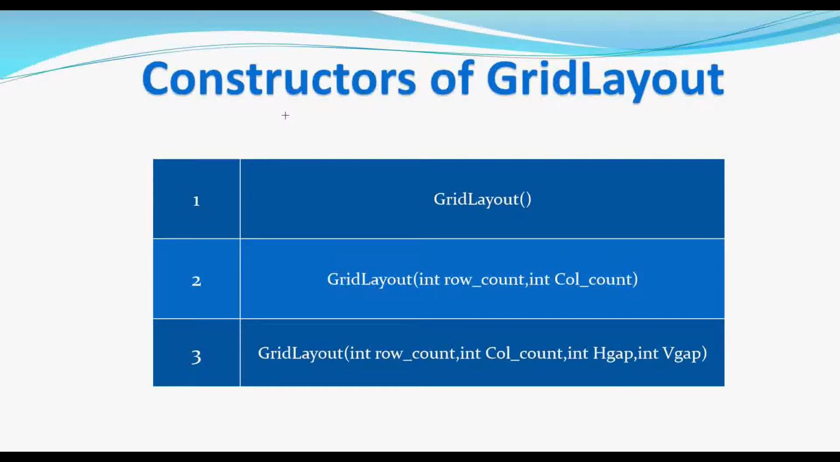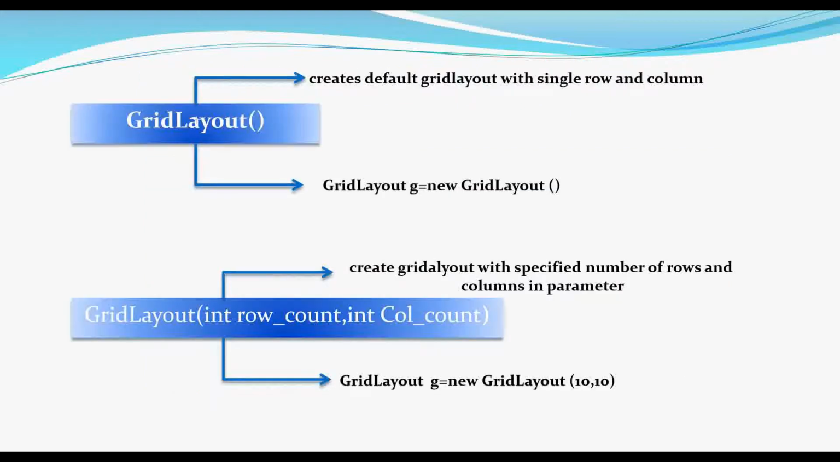Now let's see the constructors of grid layout. These provide three constructors. First one is default, second one with two integer parameters, and third with four integer parameters. We will see each constructor in detail. The first constructor creates a default grid layout with a single row and column and can be used like this. The second constructor creates a grid layout with a specific number of rows and columns as parameters and can be used like this. Here the grid will be created with 10 rows and 10 columns.